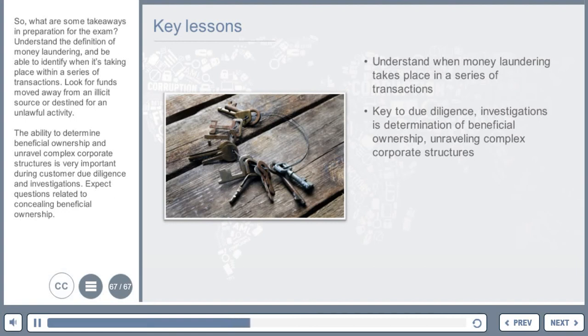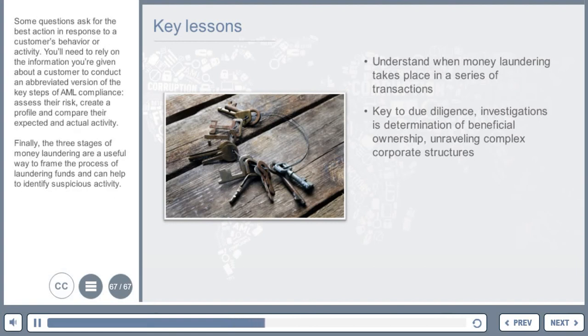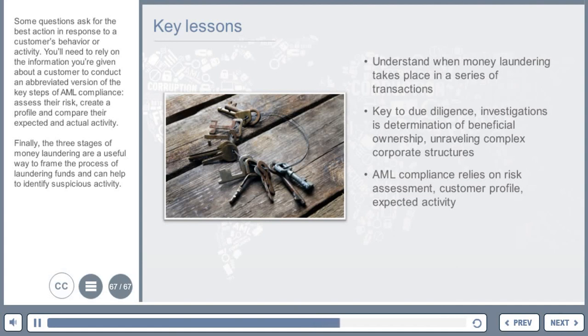Some questions ask for the best action in response to a customer's behavior or activity. You'll need to rely on the information you're given about a customer to conduct an abbreviated version of the key steps of AML compliance. Assess their risk, create a profile, and compare their expected and actual activity. Finally, the 3 stages of money laundering are a useful way to frame the process of laundering funds and can help to identify suspicious activity.